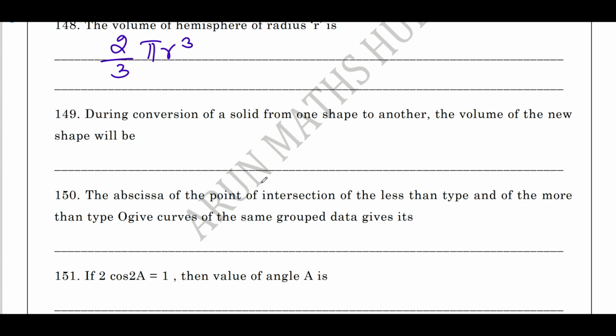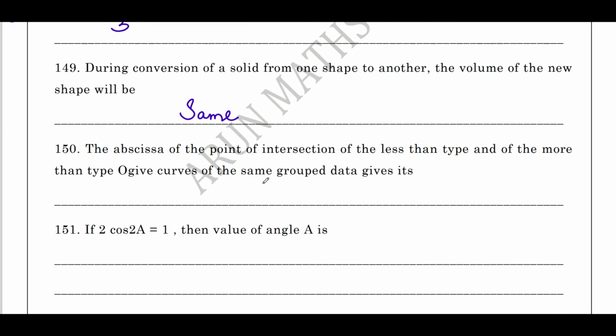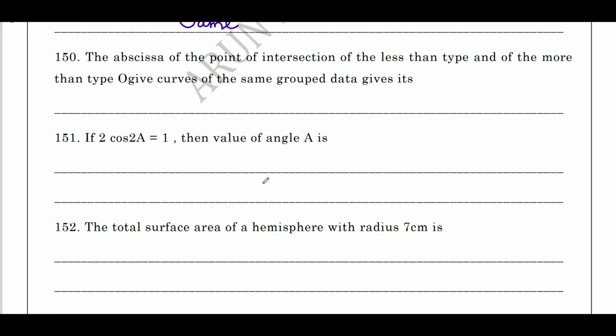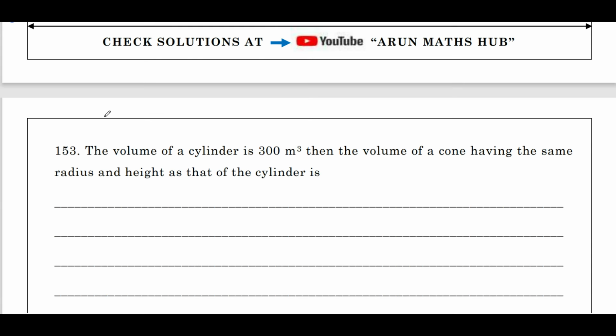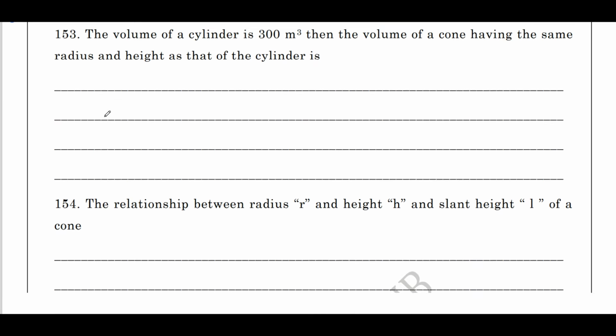During the conversion of a solid from one shape to another, the volume of the new shape will be the same. The volume remains the same if we are recasting from one shape to another. 150 is a repeated question. The intersection of less than type positive and more than type positive gives what? It gives the median value. So you can find out, and you can also try 151, 152 and 153.